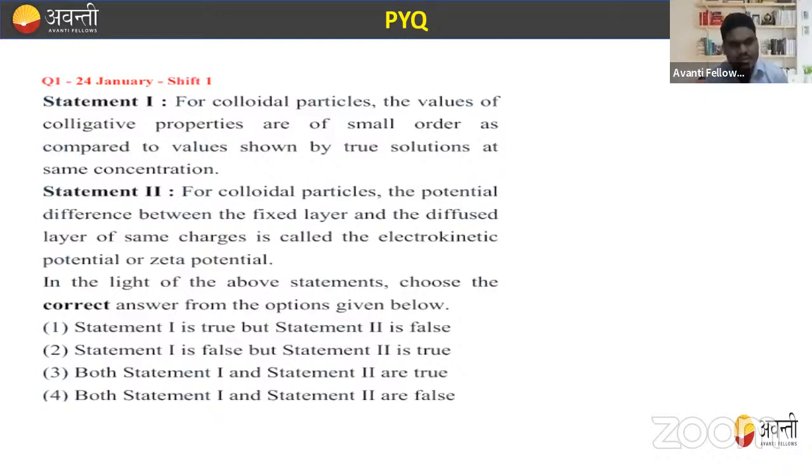What does the second statement state, beta? For the colloidal particle, the potential difference between the fixed layer and the diffuse layer of the same charge is called the electrokinetic potential, or we say zeta potential. You have to identify which statement is correct.